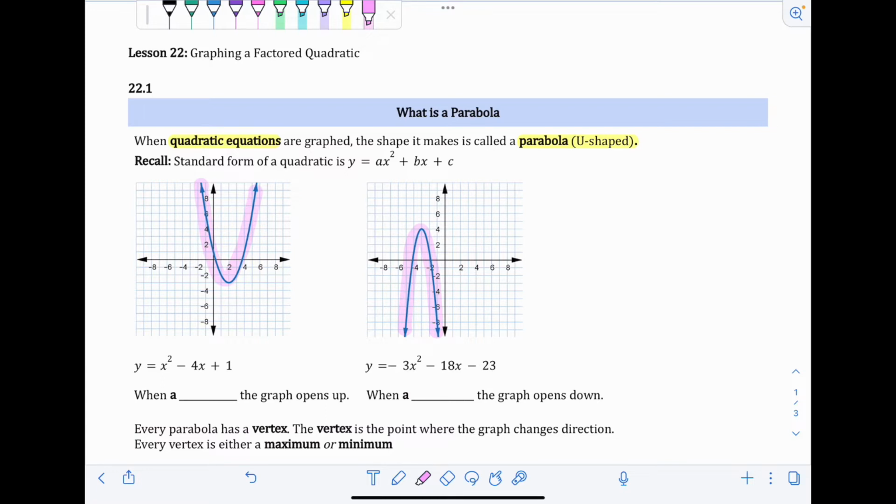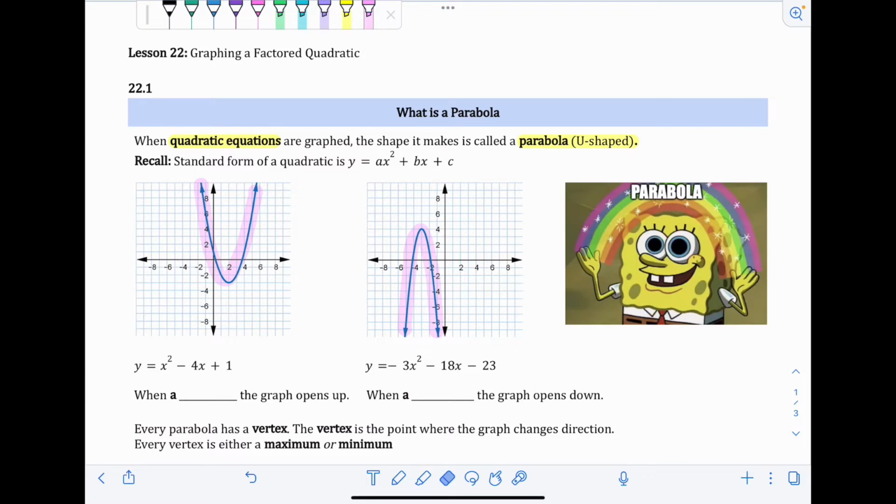There is kind of symmetry across it. We'll talk about that more in the next section. But before we move on to figuring out what makes the parabola open up versus open down, I think the best way to make this ingrained into your memory and help you remember what a parabola actually is, is the SpongeBob imagination meme. Because imagination creates a little rainbow, and that's what a parabola is. It's that nice smooth curve shape, whether it opens up or opens down.